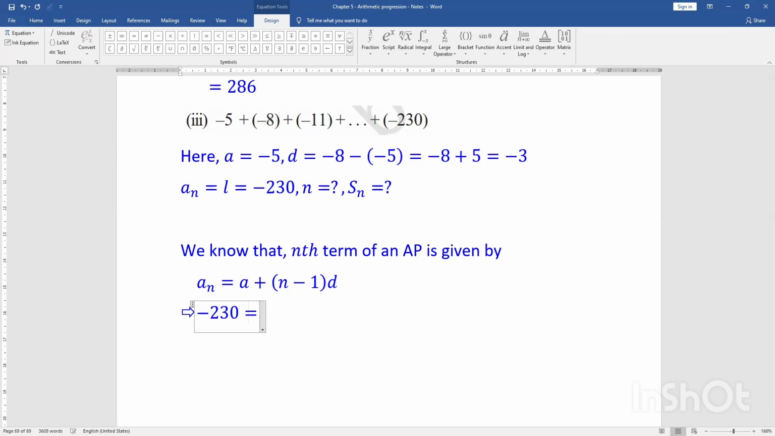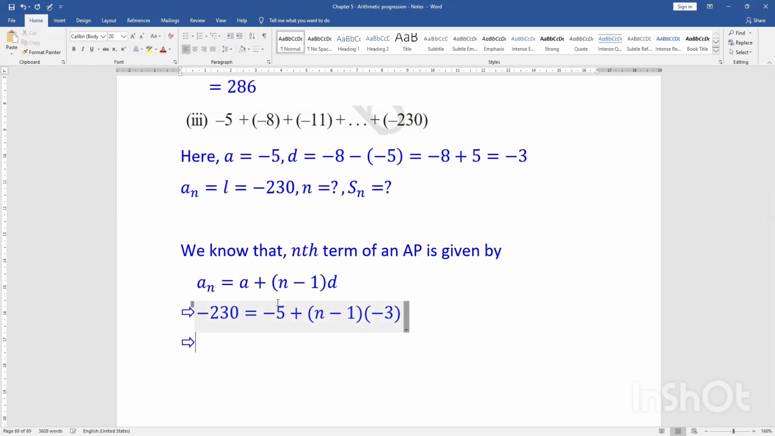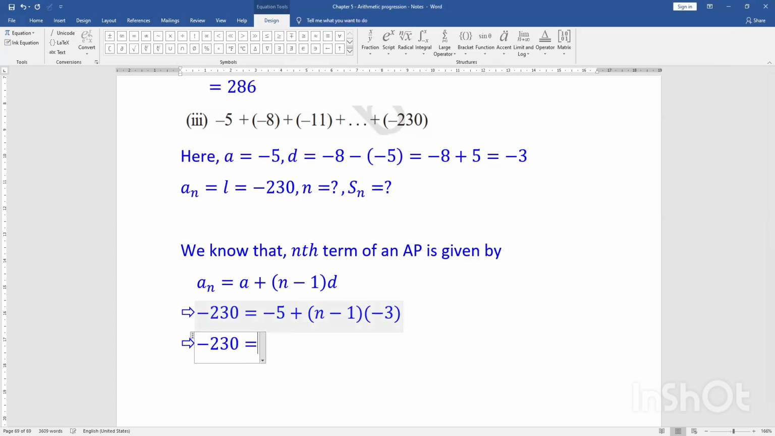So -230 equals the A value. Do you know the value of A? It is -5, correct? So -5 plus, do you know the value of N? N we don't know, so we keep it as it is, N minus 1 into the D value. What is the value of D? D is -3, so I write -3. Then the next step, -230 equals, and -5, if I move it to the left hand side, becomes +5. So -230 plus 5 equals n minus 1 into -3.